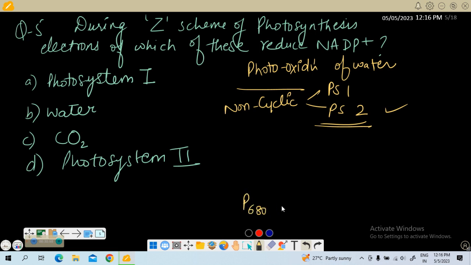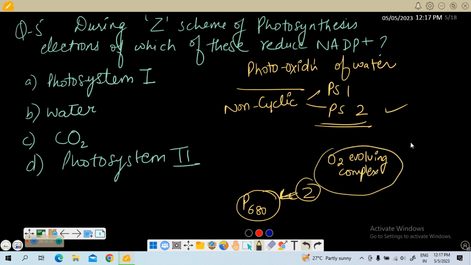Now what happens, P680 is there, this is the reaction center, the unknown substance Z is there. Electrons are accepted by PS2 through Z, that is an unknown substance. So next we have the oxygen evolving complex, Mn2 positive and Cl negative, and here we have 4H2O. Then the water splitting enzyme is there, giving 4H positive, O2 and 2H2O.